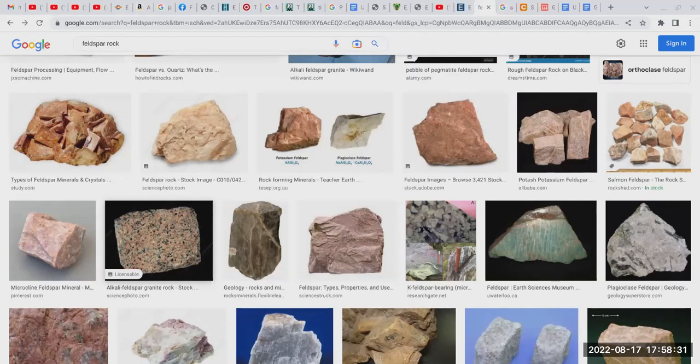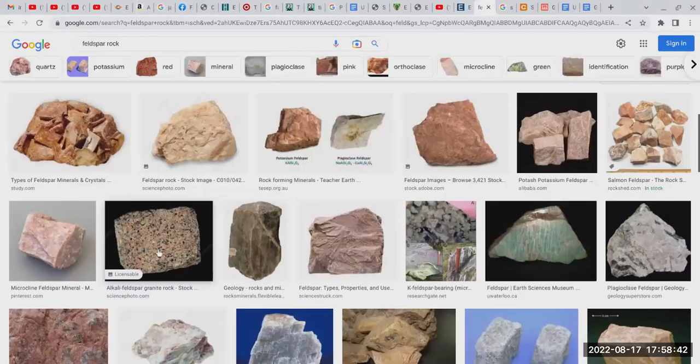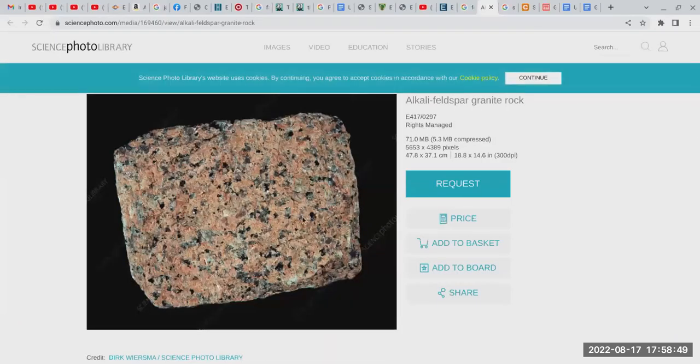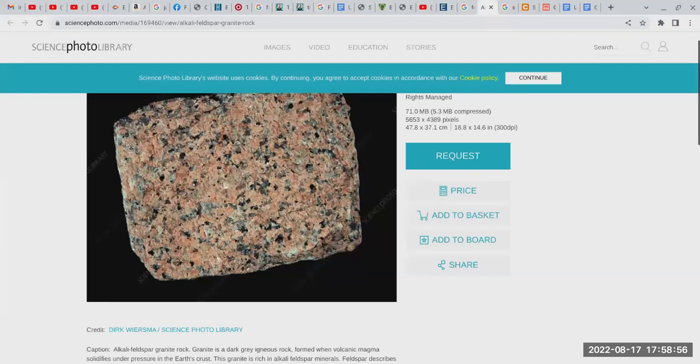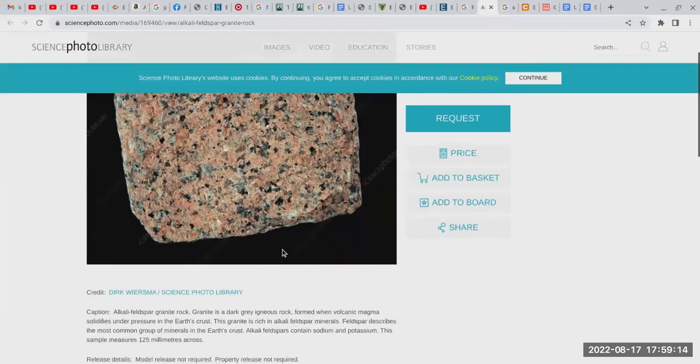But the point I'm making is, when you create a slab out of this, can you see things inside of here that would appear that it's going to glisten when you put light on it? Like these little spots right here. Yes, sir.